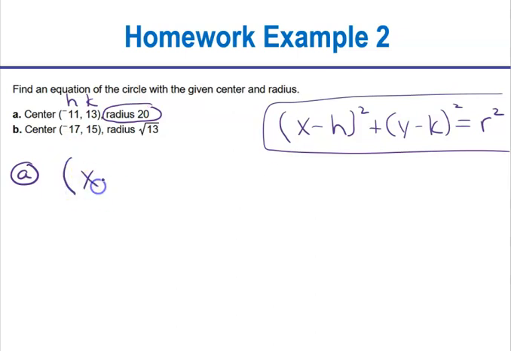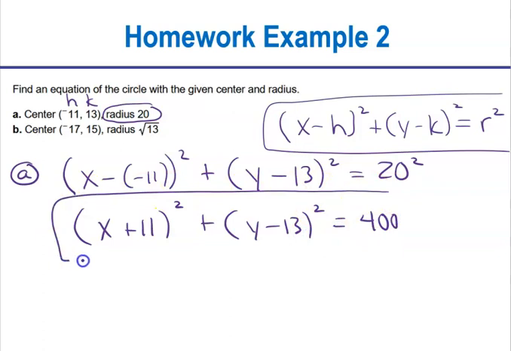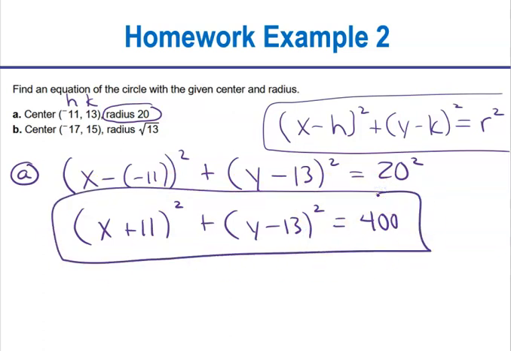I have x minus, now my h is negative 11, squared from the formula, okay? And then y minus, my k value is 13, squared, and it equals the radius. Don't forget to square that radius. Now simplify this, make it look pretty. So these 2 negatives turn positive. That's x plus 11 squared plus y minus 13 squared, and 20 squared is 400. And this is as simplified as you need it. You don't have to take it any further.